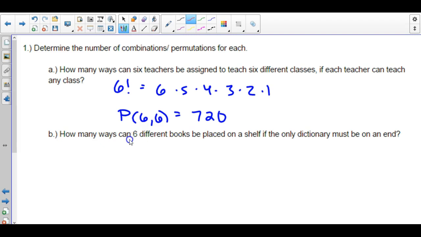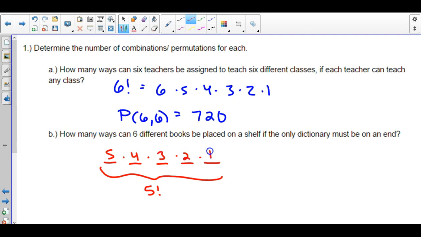How many ways can 6 different books be placed on a shelf if the only dictionary must be on an end? So out of the 6 books, we're going to assume that one of those is a dictionary. And what that means is that I have my 5 remaining books in the middle. So another way I could say this is 5, 4, 3, 2, 1. There are a bunch of different ways that I can arrange these. Basically, there are 5 factorial ways that I can do that, because again, it's 5, 4, 3, 2, 1.